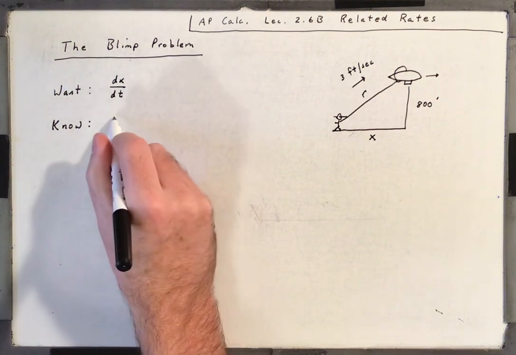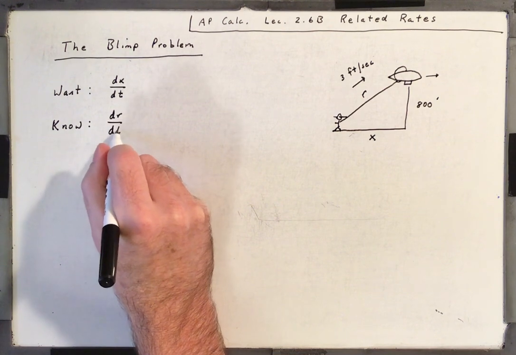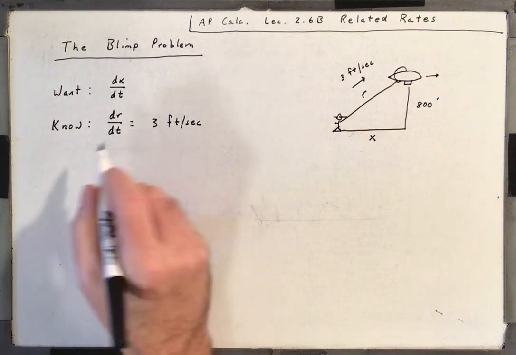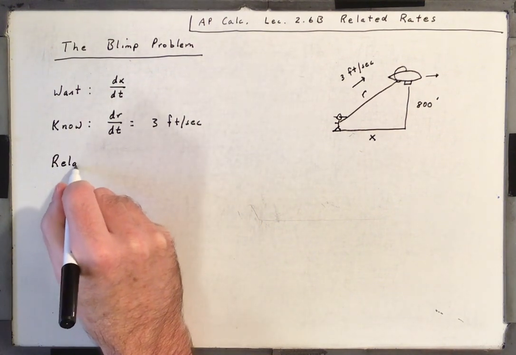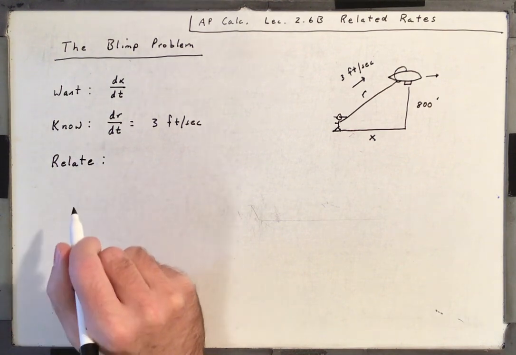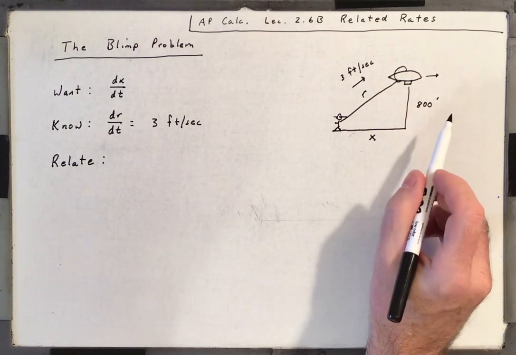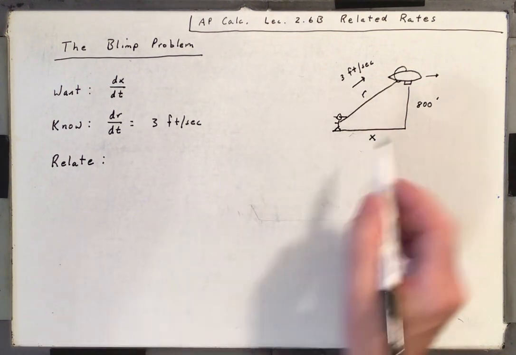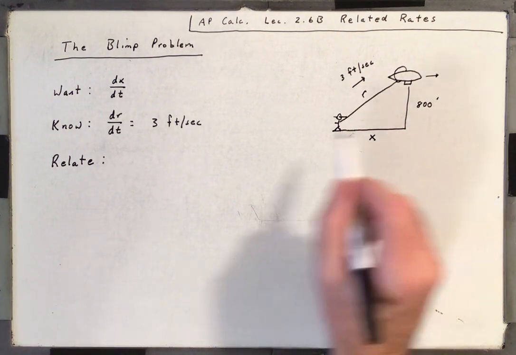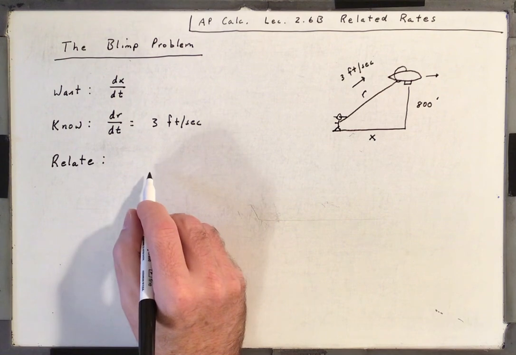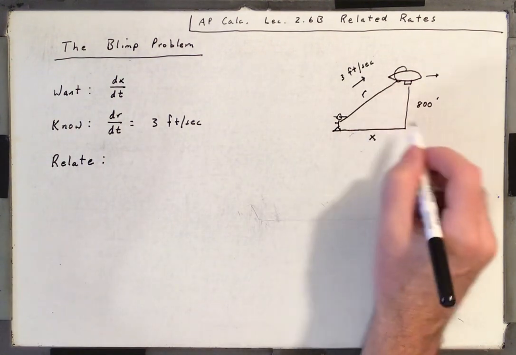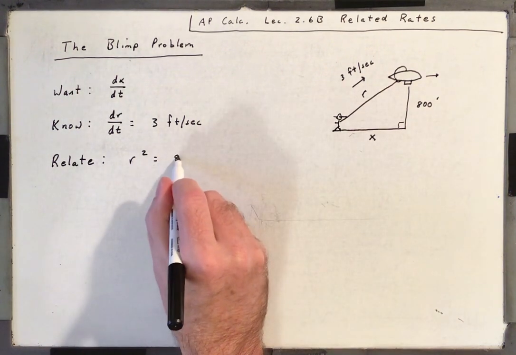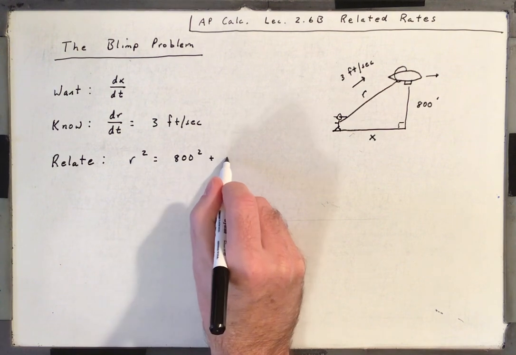What we know is that dr/dt is equal to 3 feet per second. Now we don't plug in all those other lengths, like the rope is 1,000 feet. We don't plug those numbers in because those are changing numbers until after we take the derivative. Now this 800 feet is a constant, so it does stay as part of the equation, but this is also a right triangle. So we would have r squared is equal to 800 squared plus x squared.